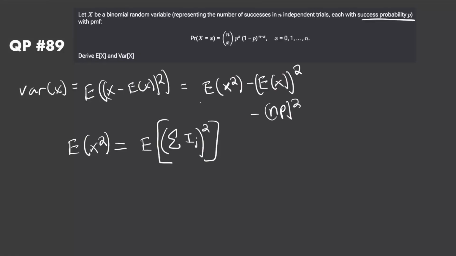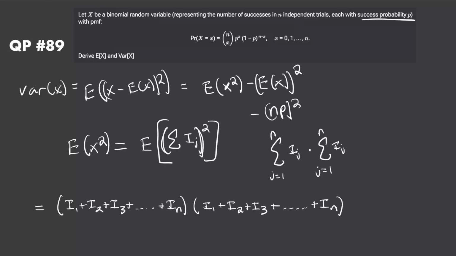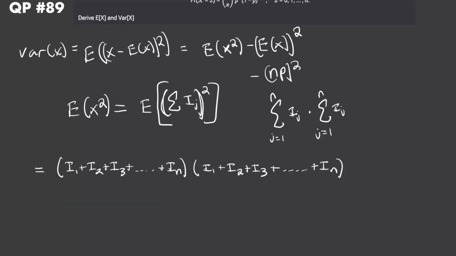Okay, it started running out of room there, so I just cleared the page, but the expected value of x squared is going to be equal to the expected value of the sum of indicators squared. And if we actually take a look at what the sum of the indicators times itself looks like, it's going to look like this when we expand it out. If we start writing a few of these terms out, we're going to have I1 squared, we're going to have I1 times I2, we're going to have I1 times I3, and so on, right?